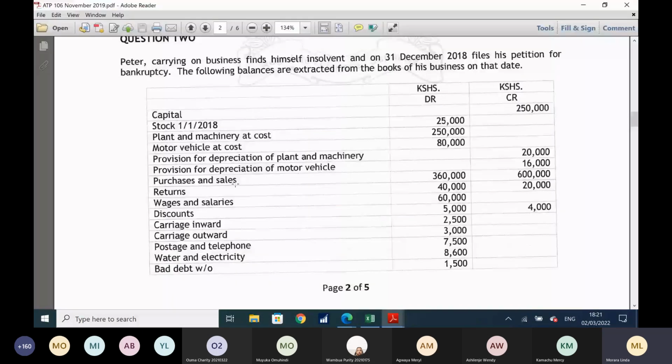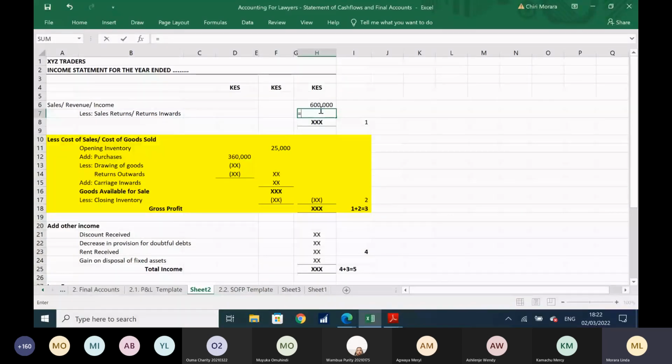And then we have the returns. The returns that is on the debit side is the return inwards. It is the return inwards because it is deducting our sales. You see your sale here is 600K. If it's a debit, it means that 40K was returned to us, so we need to adjust our sales with 40,000. So let me do that. Minus 40,000.